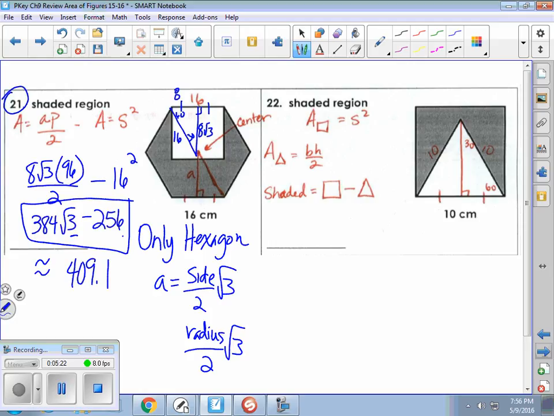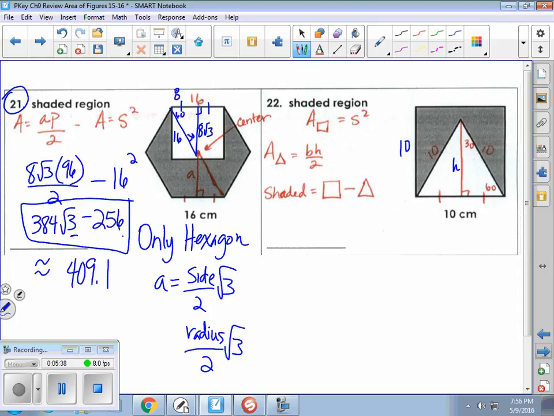All right, shaded, we're going to subtract. This is a square, it's a 10 by 10. It's the equilateral triangle. A fact about an equilateral triangle is that all the angles are 60, so the height is always going to cut it into a 30, 60, 90. That's just a fact that you need to know by now.